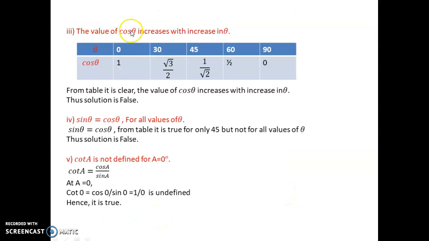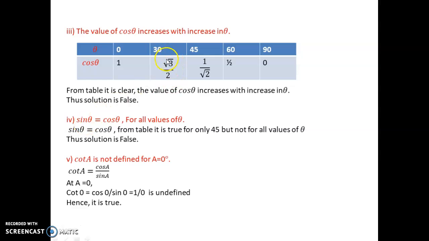The value of cos theta increases with increase in theta. We can see by the trigonometric table, cos 0 is 1, cos 30 is root 3 by 2, cos 45 is 1 by root 2, cos 60 is 1 by 2, and cos 90 is 0. So the value decreases from 1 to 0. So it decreases with increase in theta. Thus our statement is false.